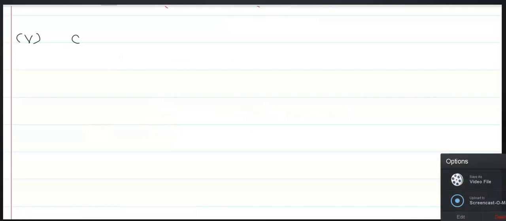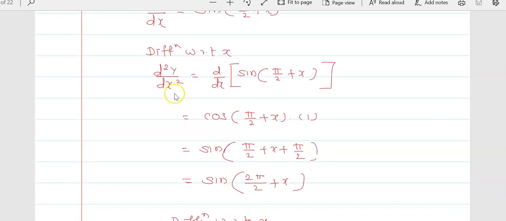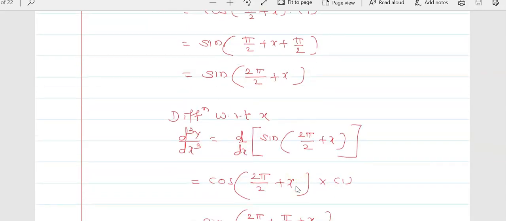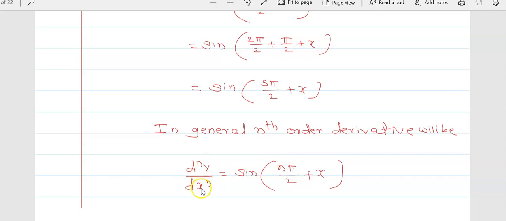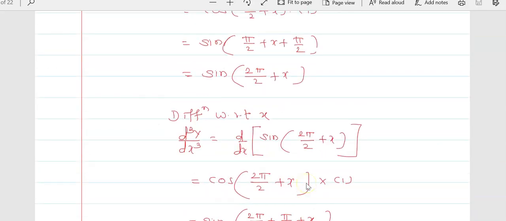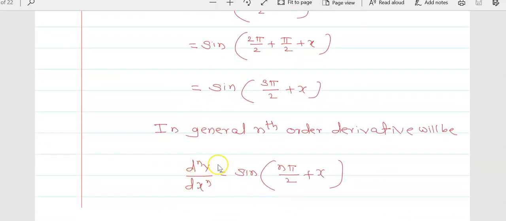Now see this again. How it is written: this is the first, dy by dx, cos x, it is converted into sine by adding 1 pi by 2. Now here is the order of derivative 1, and this is 1 into pi by 2. When it is the second, d2y by dx square is equals to sine of 2 pi by 2 plus x. When it is the third, d3y by dx cube is sine of 3 pi by 2 plus x, where it is a 3 and here is a 3. Therefore, in general, the nth order derivative is written as d^n y upon dx raised to n is equals to sine of n pi by 2 plus x.